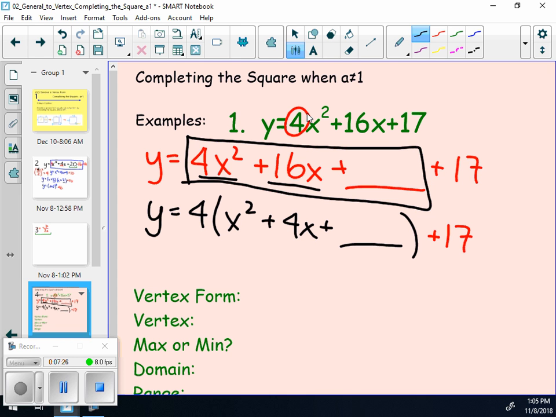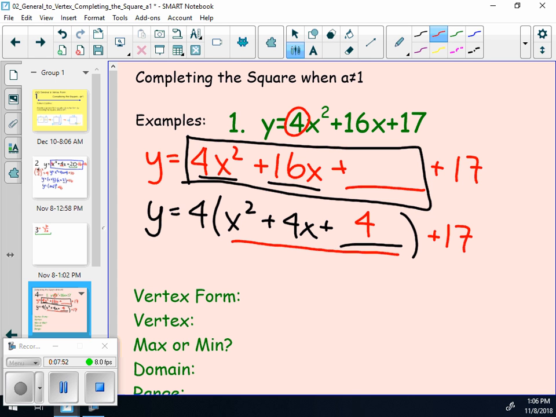So from here, now what we want to do is, if you notice right here, we have just a typical fill in the square, complete the square, right? So if you think about just in here, just in our parentheses, what value would work best in our blank? 4.